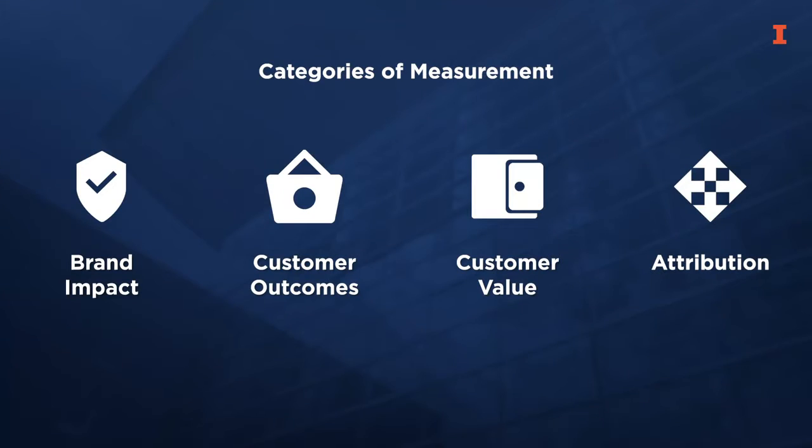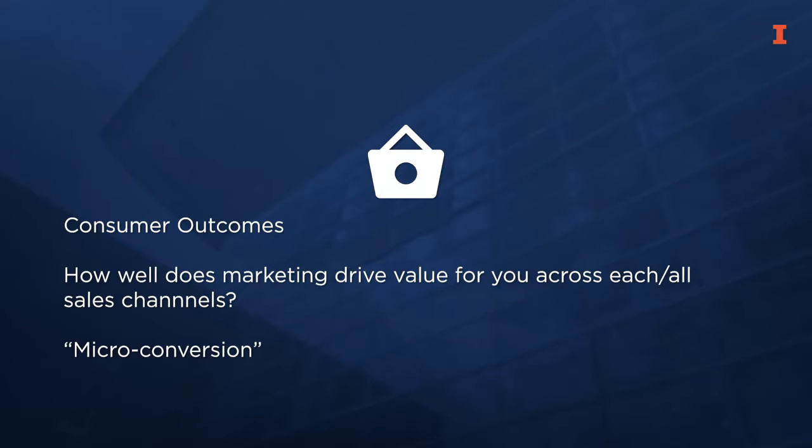So we are looking at the 4 categories of measurement. We are focused on consumer outcomes at this point, which are these activities that brands are trying to drive. Ultimately, again, a macro conversion of a sale, but there's a number of different steps leading up to the point that are pushing that consumer along their journey toward a sale that are important to measure.